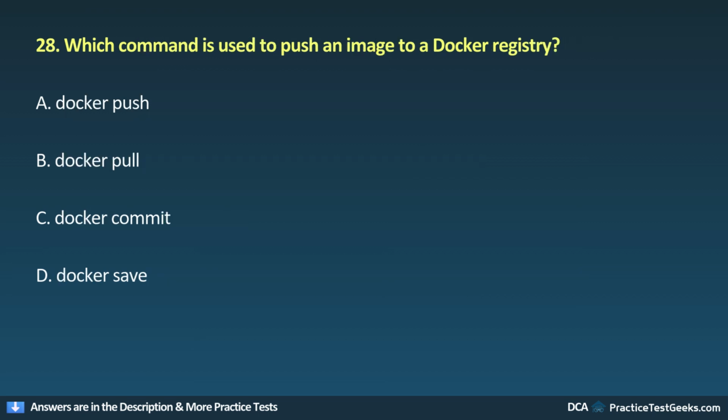28. Which command is used to push an image to a Docker registry? A. Docker push. B. Docker pull. C. Docker commit. D. Docker save.